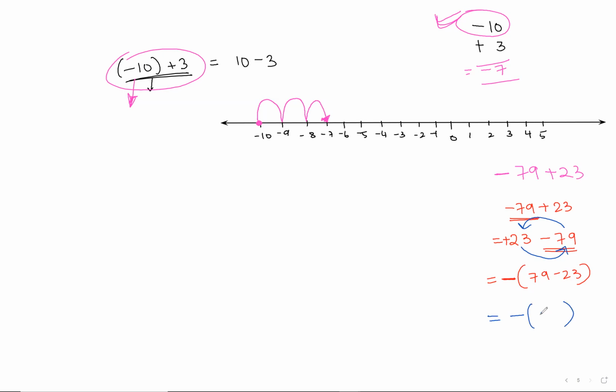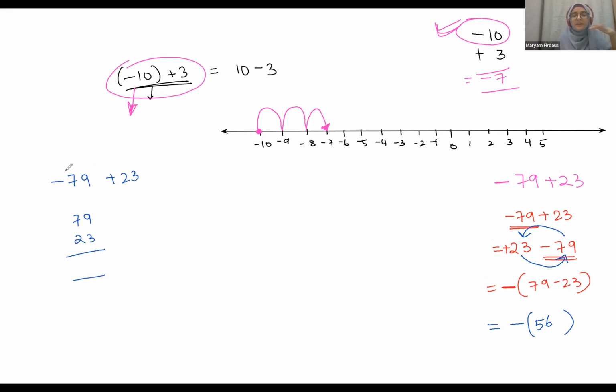56. Very good. Negative of 56. All right. So one way to think about this is, if you have negative 79 plus 23, take the bigger number. Okay. Subtract the smaller number. Why are we subtracting? Because, well, there's a minus sign between them.